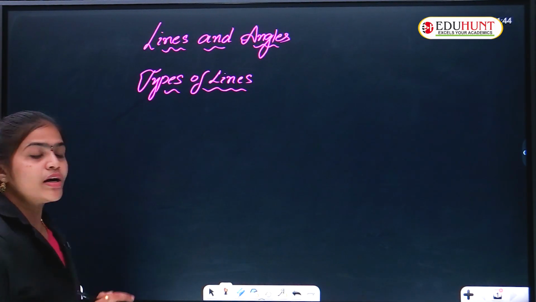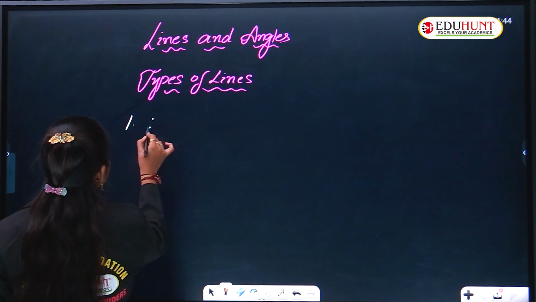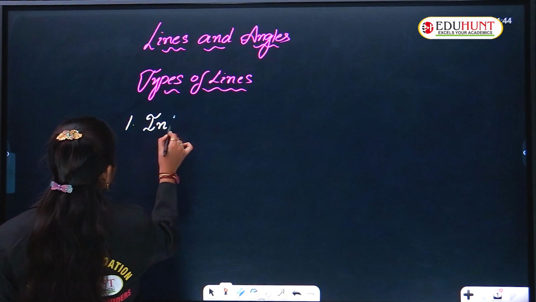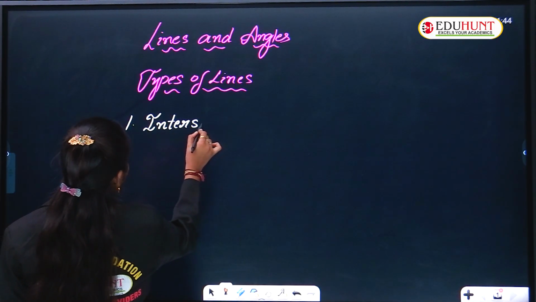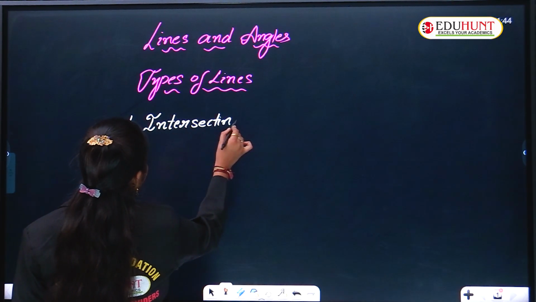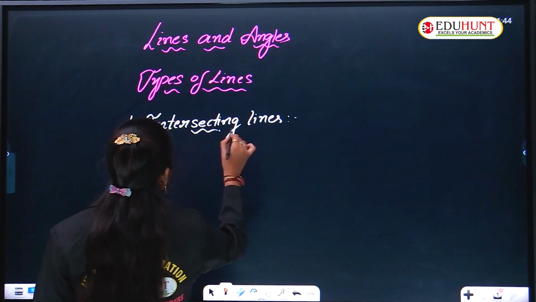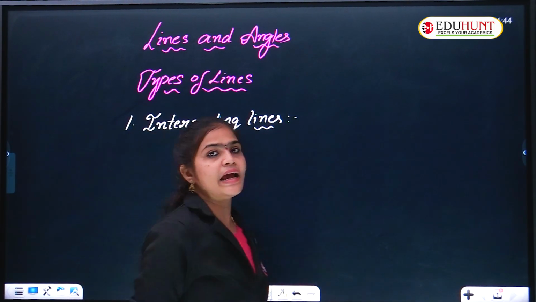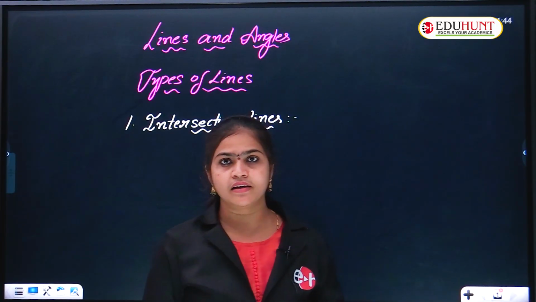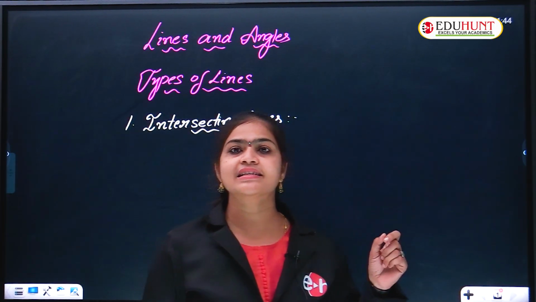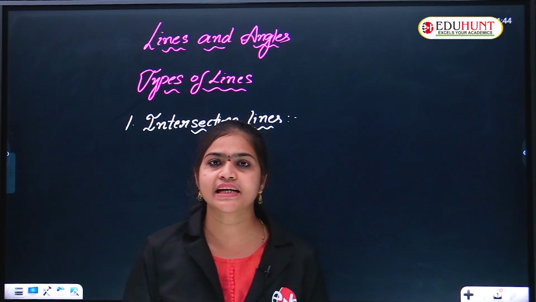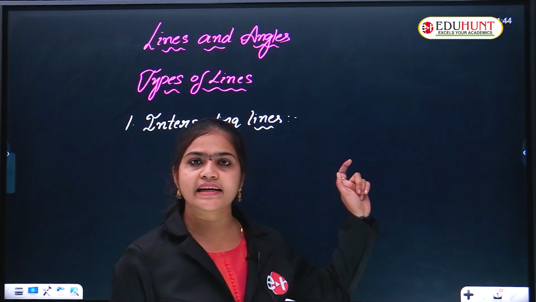See here, what is the first type of line? That is intersecting lines. What is the meaning of intersecting lines? Already you know about intersecting lines. Two lines passing through the same point, or two lines having the same common point, then we can say those two lines are intersecting lines.